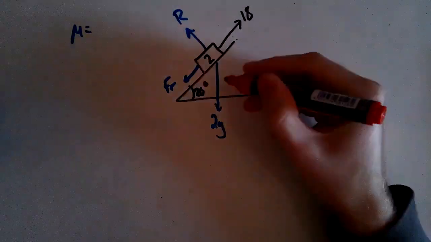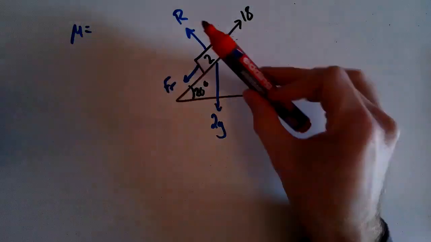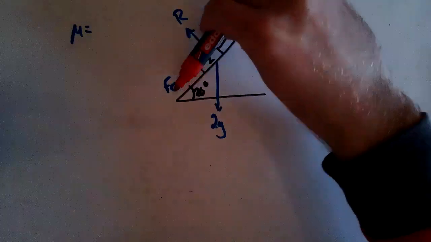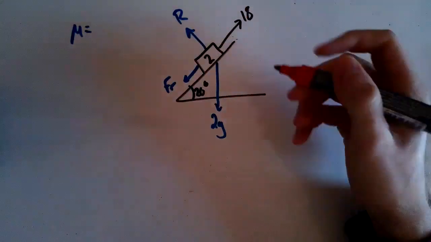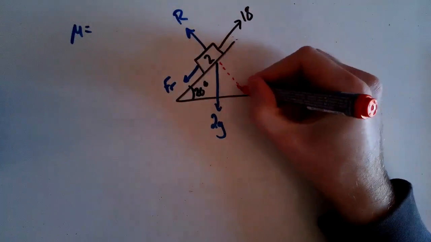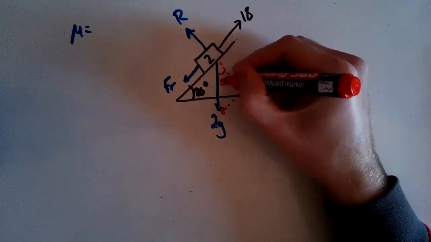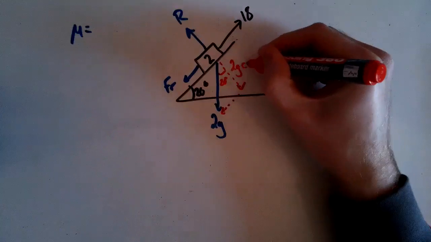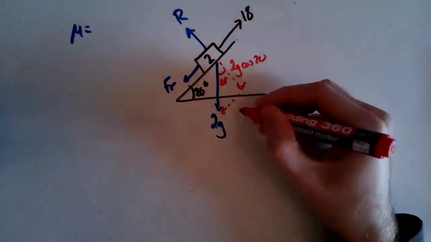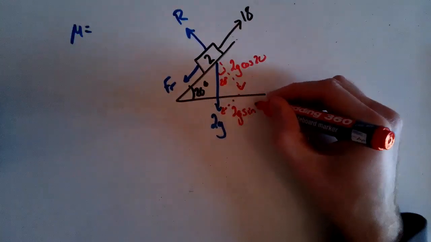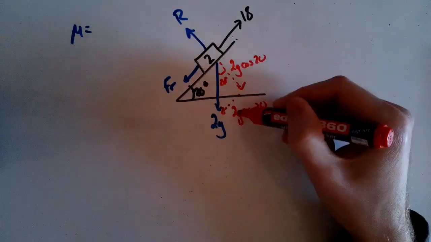Okay, straight away, pick your two directions. So this is my vertical, that's my horizontal. So I want to split that up into a bit down and a bit down. That angle there is 20. So this must be 2g cos 20 because it's adjacent. This must be 2g sine 20 because it's opposite.